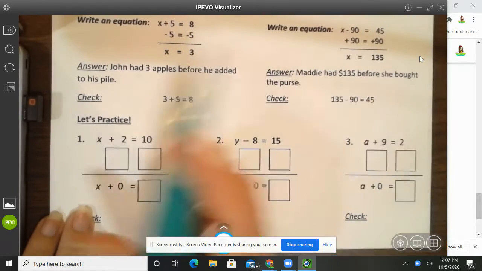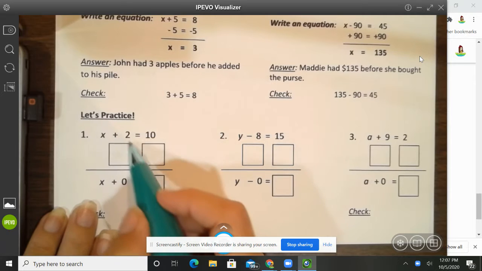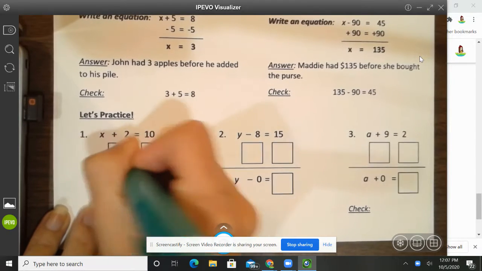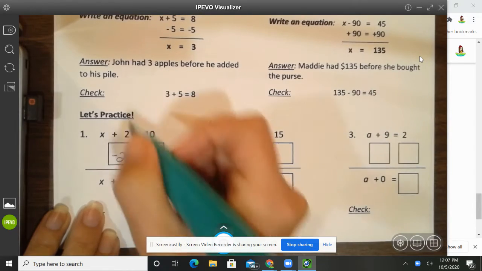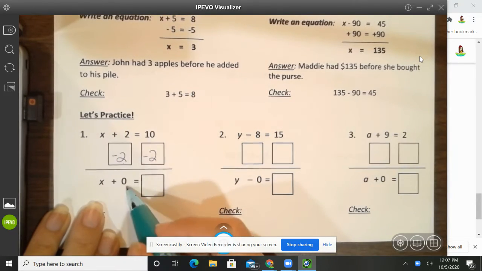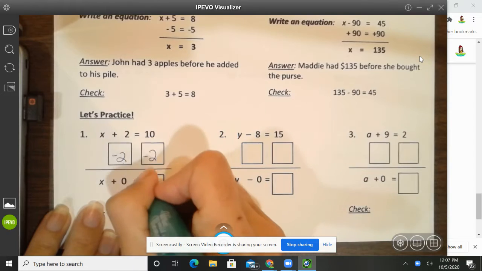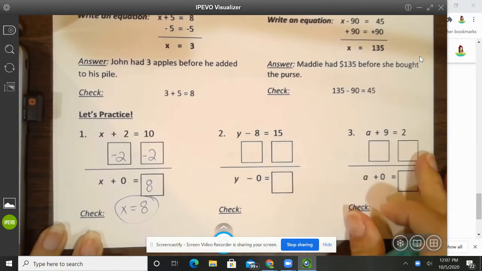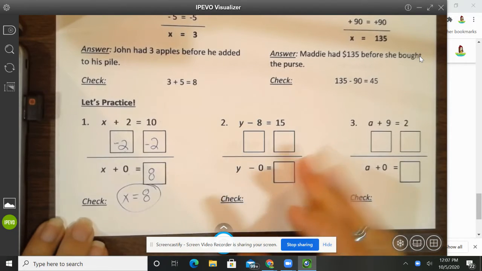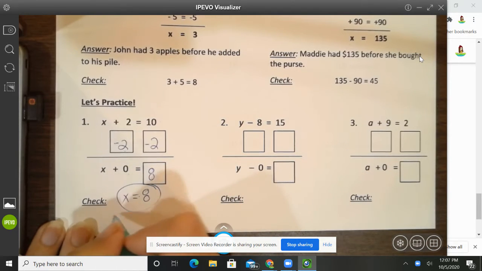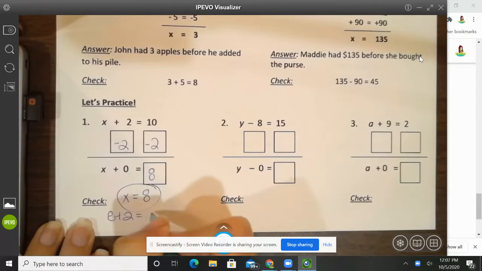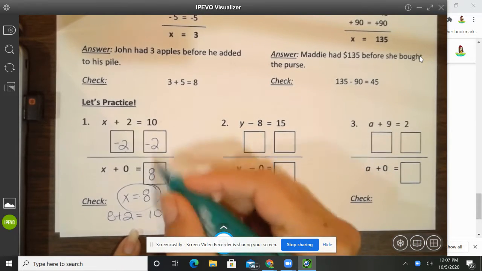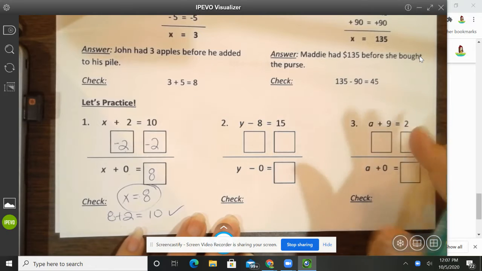All right, so let's practice. Here, because it's adding, I'm going to subtract 2 from both sides. So that's minus 2, minus 2. Now, 2 minus 2 is 0, and 10 minus 2 is 8. So your answer is X equals 8. And how do I check? Well, 8 plus 2 equals 10. Is that true? Yes. That's how you check, by replacing X where you had X.